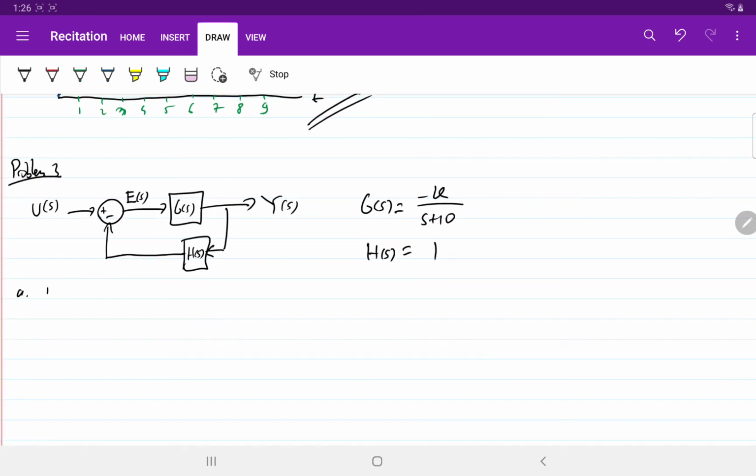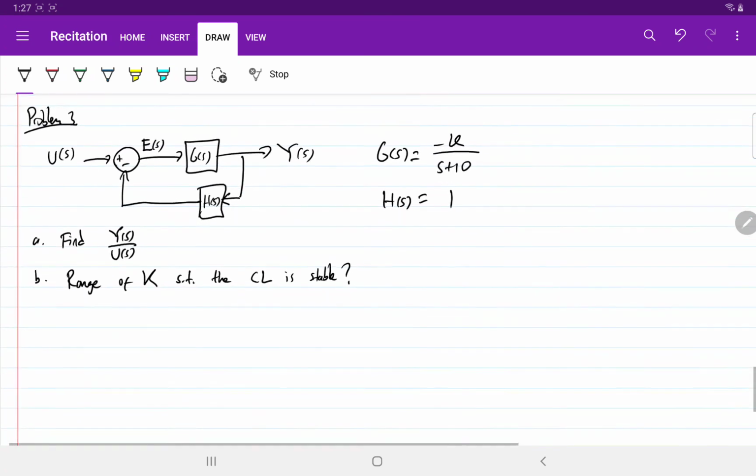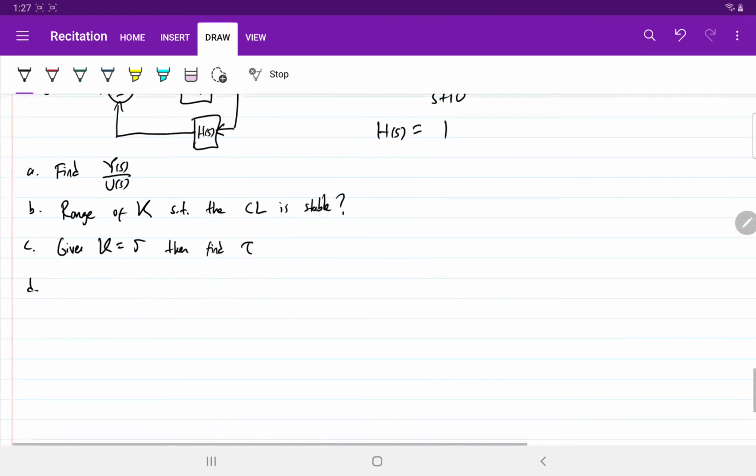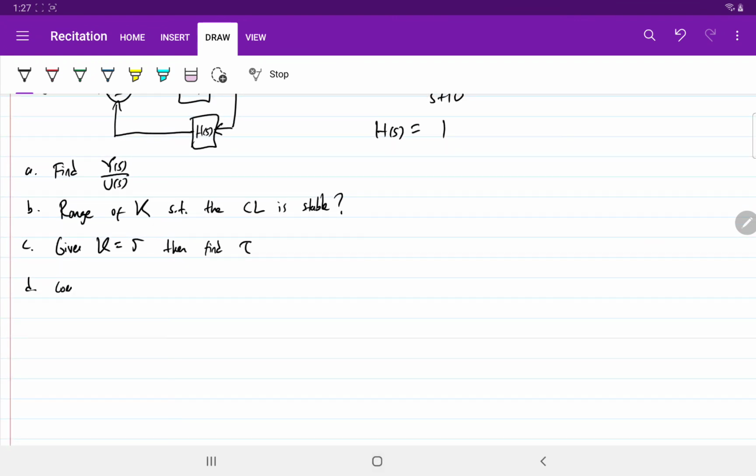Then the question is: A, find the transfer function Y of S over U of S. B, what is the range of K, such that the closed loop system is stable? C, given K equals 5, then find the time constant. And D, compute the steady state error.